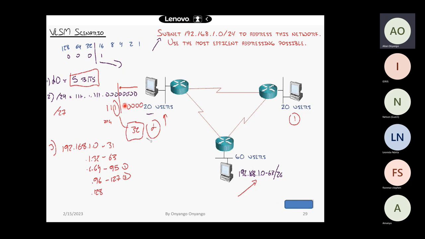So 5 bits of zeros and 3 ones, and the third, second, and first octets will all be ones. So we'll have 255, 255, 255. And the last octet is 128 plus 64 plus 32, that is 224. And that is going to be 24 plus 3, which is /27. What's our increment? 32. 128, 64, 32. The last one bit here is 32. So we take 32, we add to 64. We get 96.